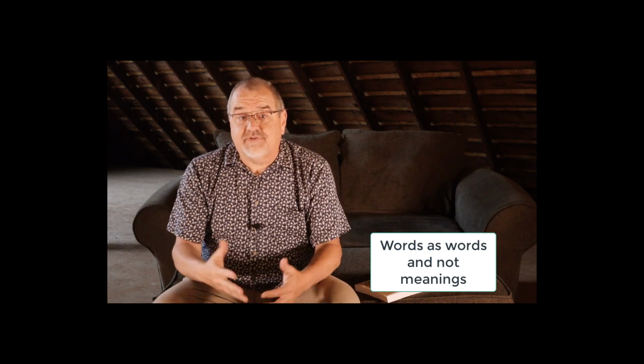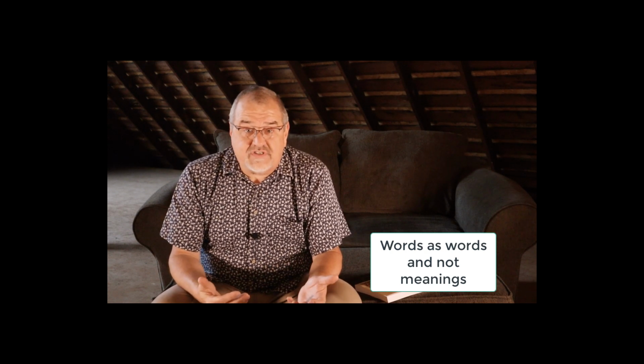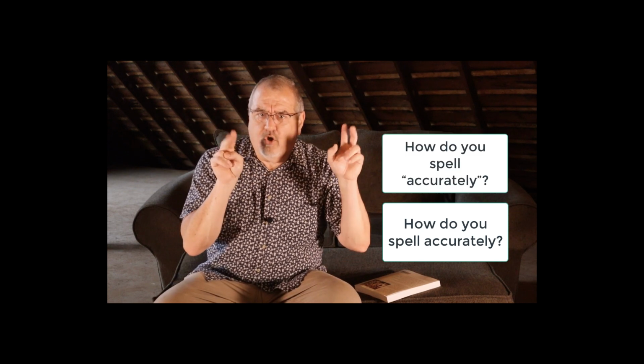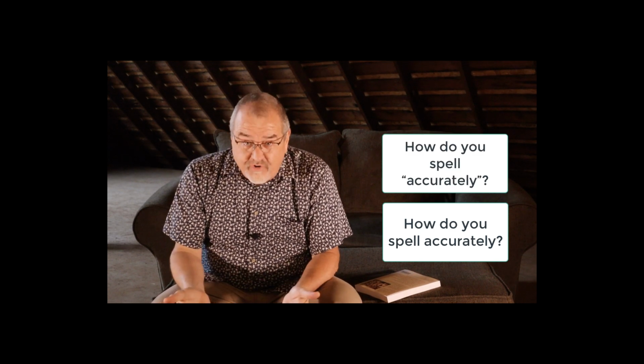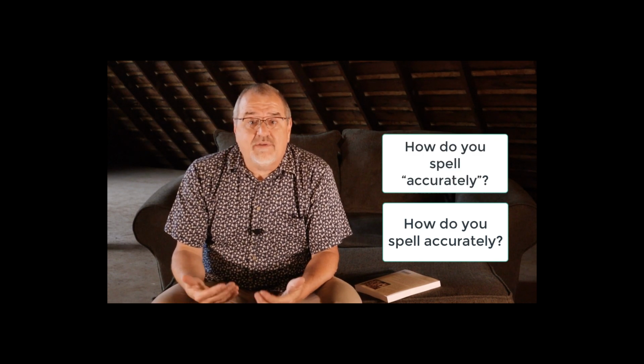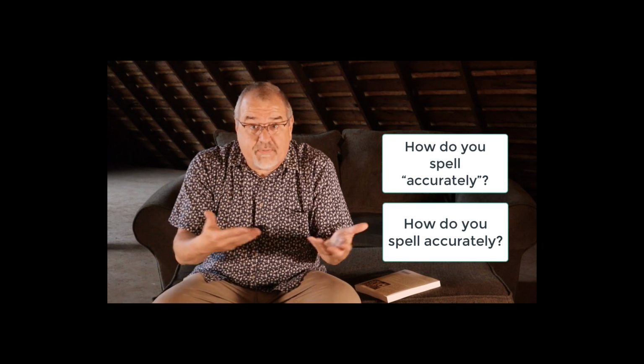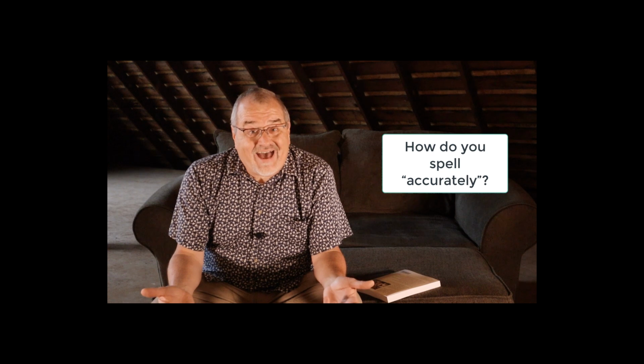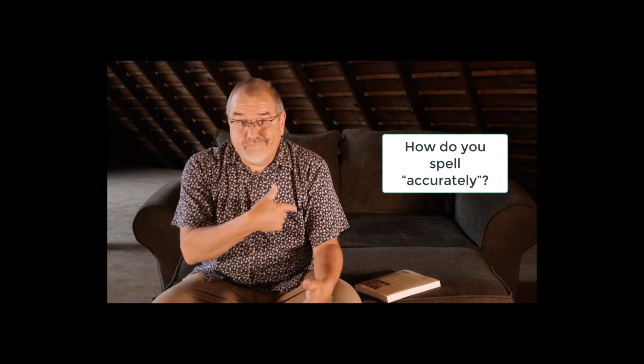The final use of quotation marks is when you are talking about words or phrases, not for their meanings, but as words themselves. Now this can be a little confusing, so an example helps to clarify things. How do you spell accurately? Or how do you spell "accurately"? The first sentence is asking how you can be a better speller, how you can spell more accurately, while the second asks specifically how to spell a particular word accurately.